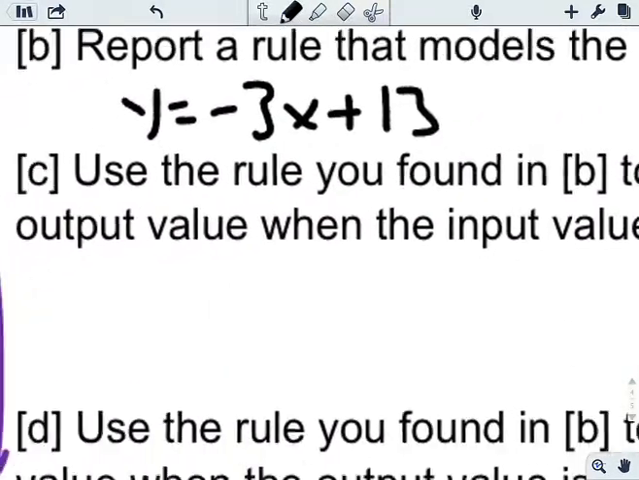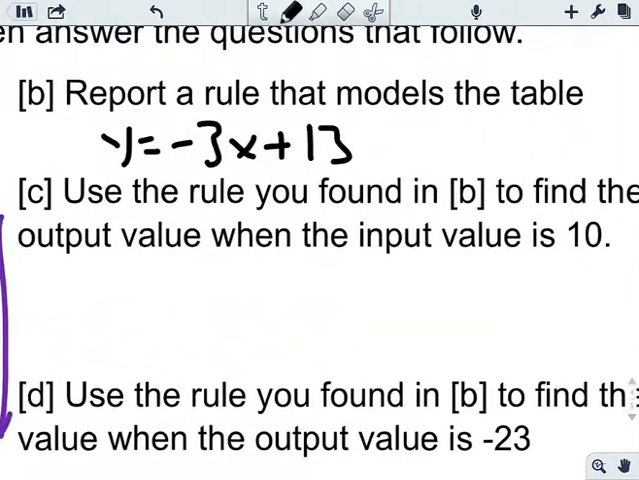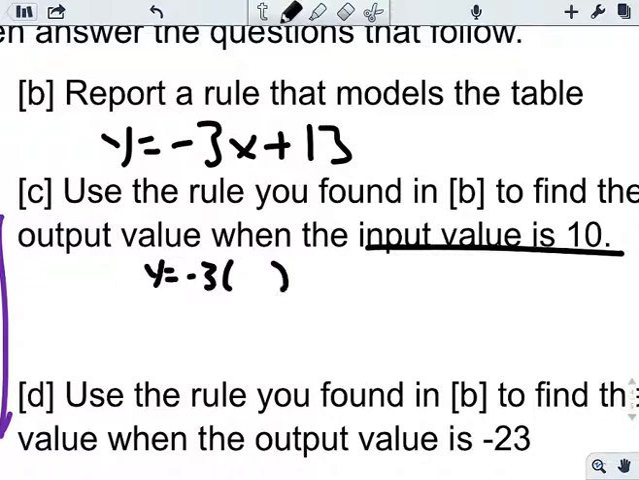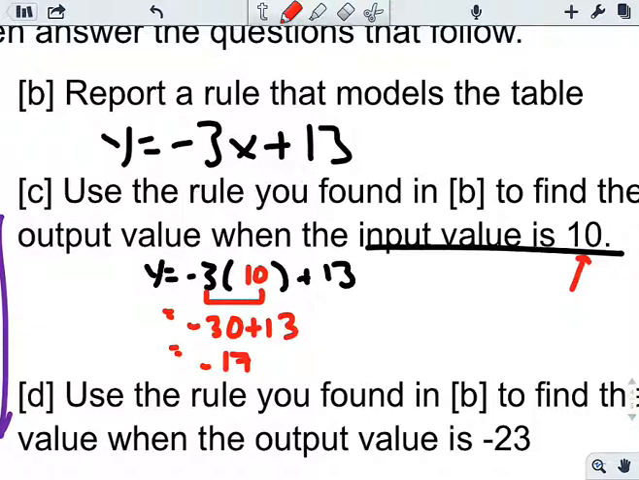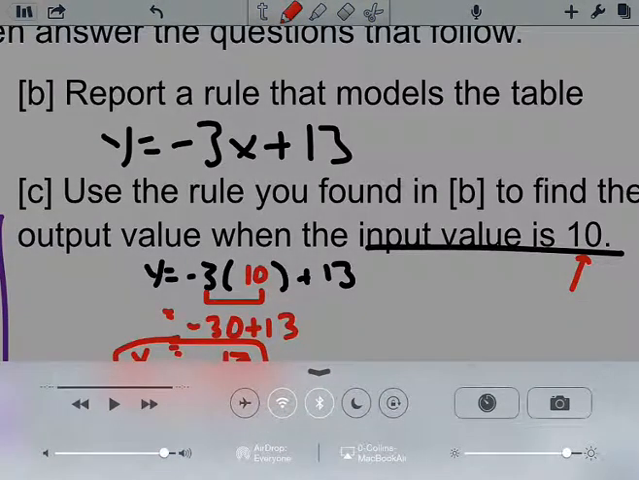Now we're going to repeat the steps we did before. We're going to use it to find when the input value is 10, which means x is 10. So I'm still going to write y equals negative 3, and I'll put parentheses around the number's place. That number is indeed 10 because we were told that. So now it's a matter of just solving this out. Well, negative 3 times 10 is negative 30. And I'm going to add 13 to that. Grab your calculators if you need to, but it should be negative 17 for the output.